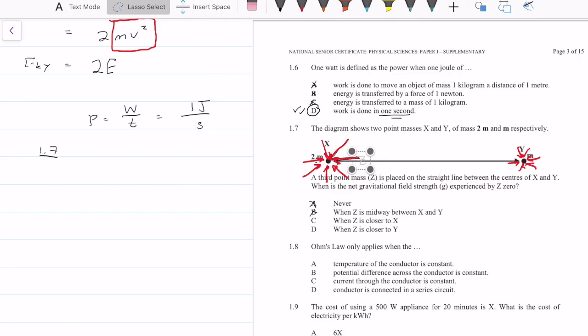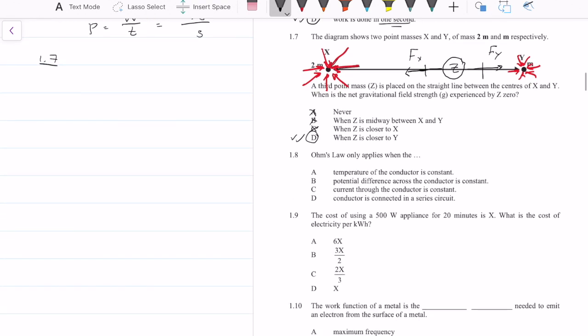So what happens when we place Z closer to Y? So if we place Z somewhere there, what we see is that the forces on either side, this is a strong force, they're actually equal to each other, because Z is placed at a position where the force of Y is equal to the force applied by X. So we have the answer being D.